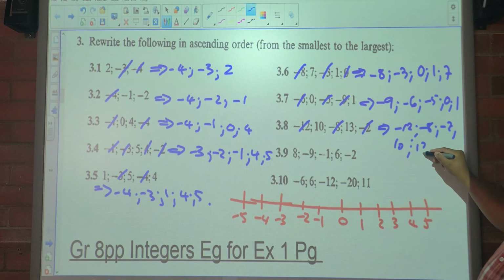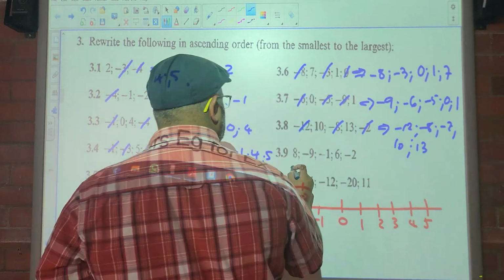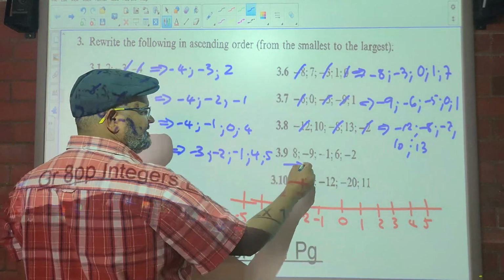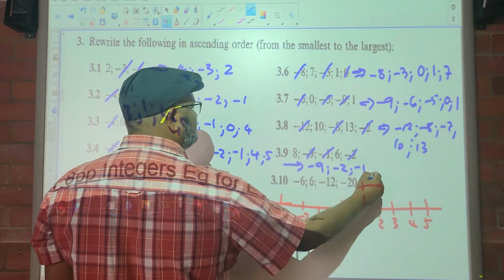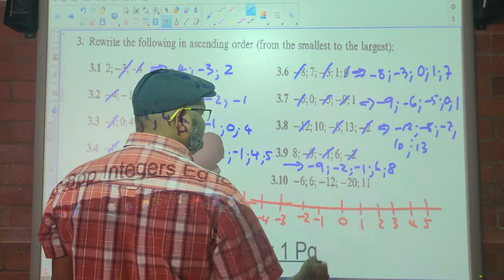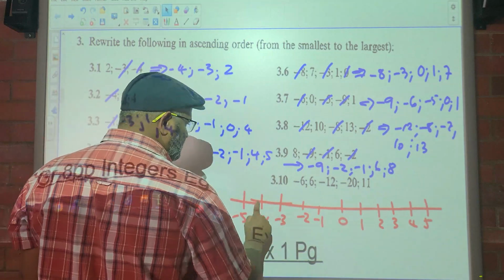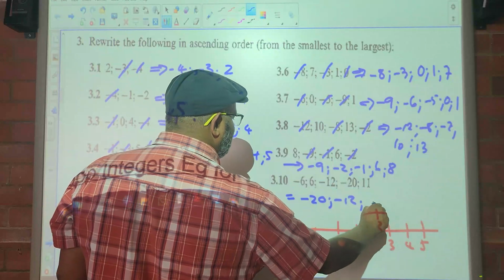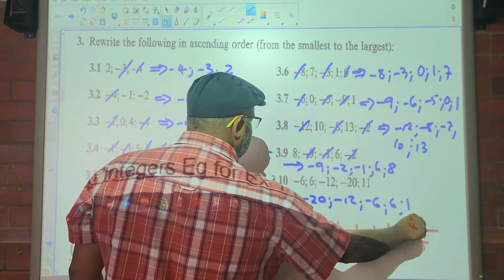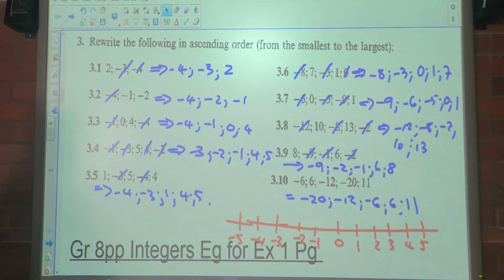Then 10, then 30. The next one, negative 9, negative 2, negative 1, 6 and 8. And of course the last one is negative 20, negative 12, negative 6, 6 and 11. See any confusion here?